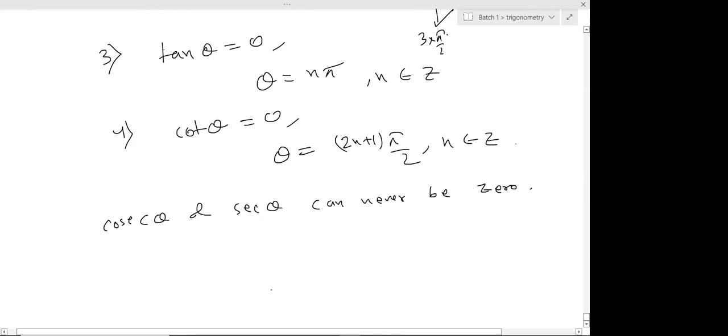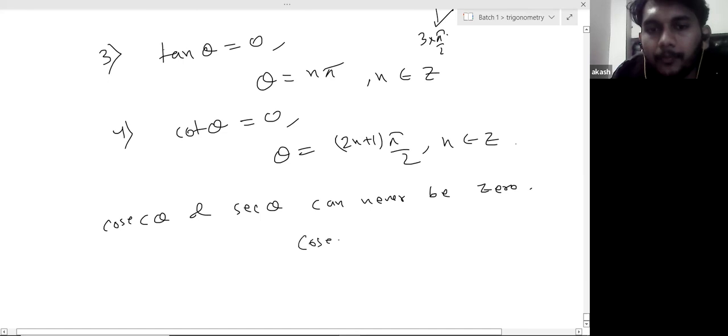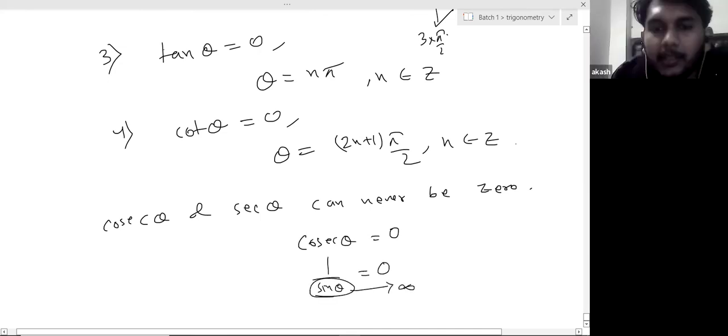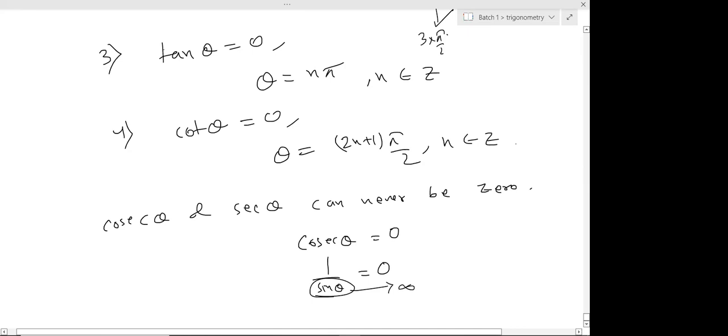So why can cosec and sec theta not be 0? See, for cosec to be 0, that means 1 upon sine theta is 0. For that, sine theta has to be infinite, but sine can never reach infinite, right? Okay, sir. All right.